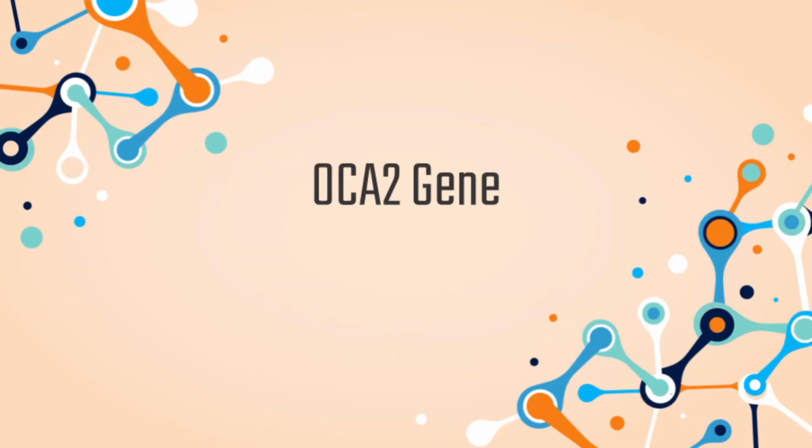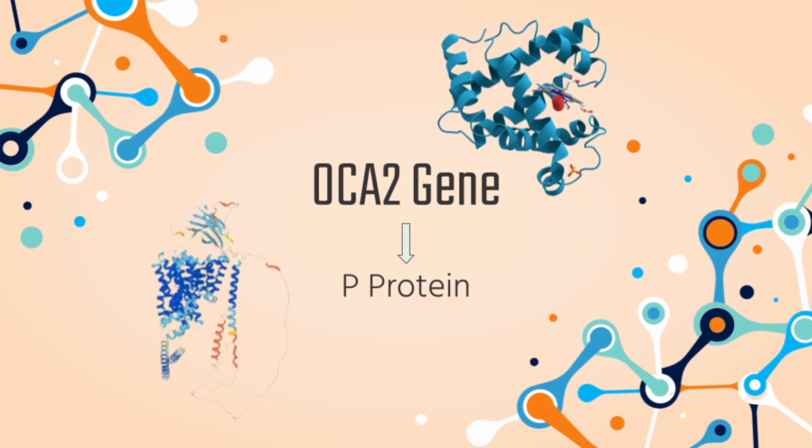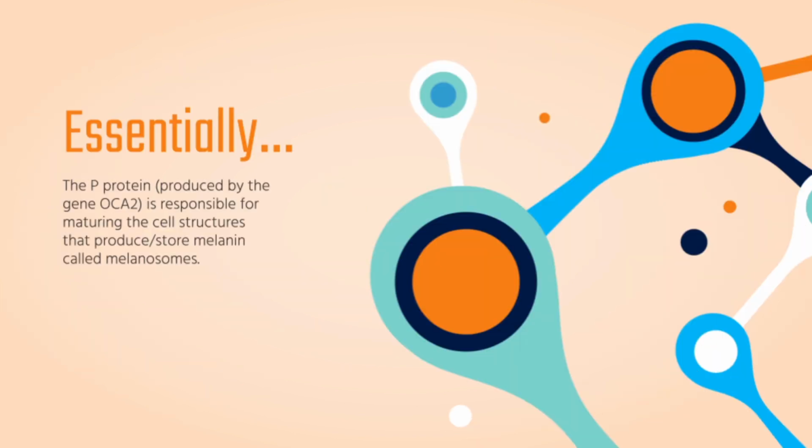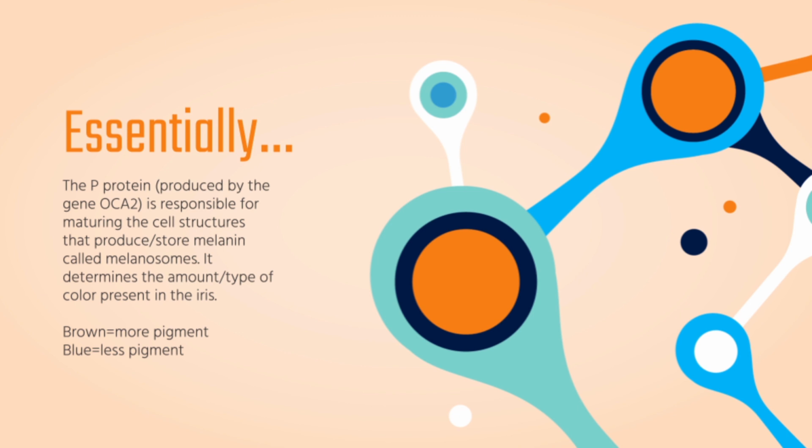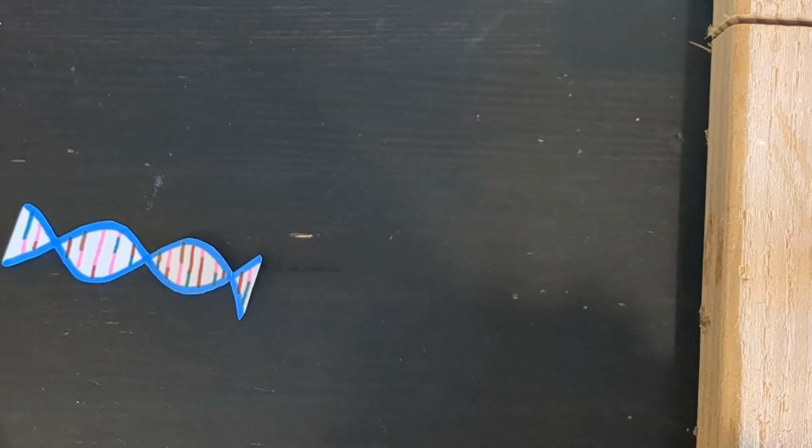In order for your eyes to have color, your eyes need to have the protein called the P protein. This is the specific protein that produces the eye pigment. OCA2 is what makes the P protein. If the OCA2 gene is not present, there is no P protein. The P protein is responsible for maturing the cell structures that produce and store melanin, called melanosomes. It determines the amount and type of the color present in the iris, meaning brown equals more pigment and blue equals less pigment.